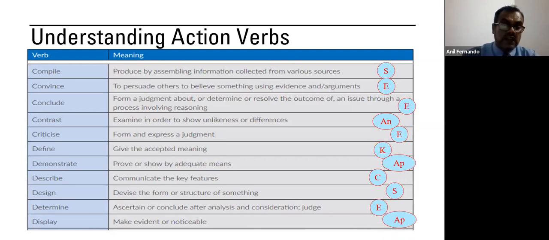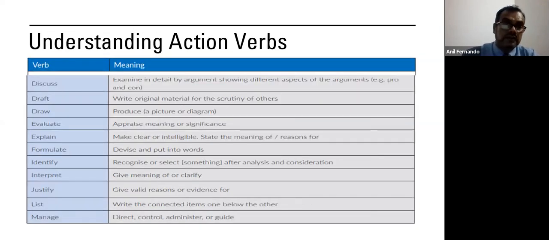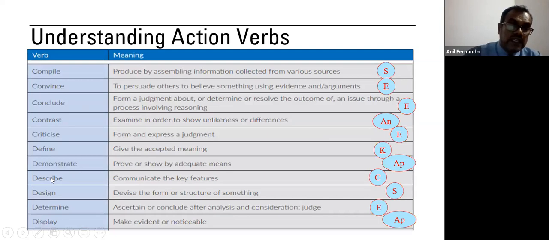Display is the application level. It depends on what you are supposed to do, maybe drawing something or drafting something. So it's a display of evidence. Discuss: explain in detail by argument, showing different aspects of the argument. So recall discuss, explain, and describe, because these words can be used interchangeably or might confuse you.